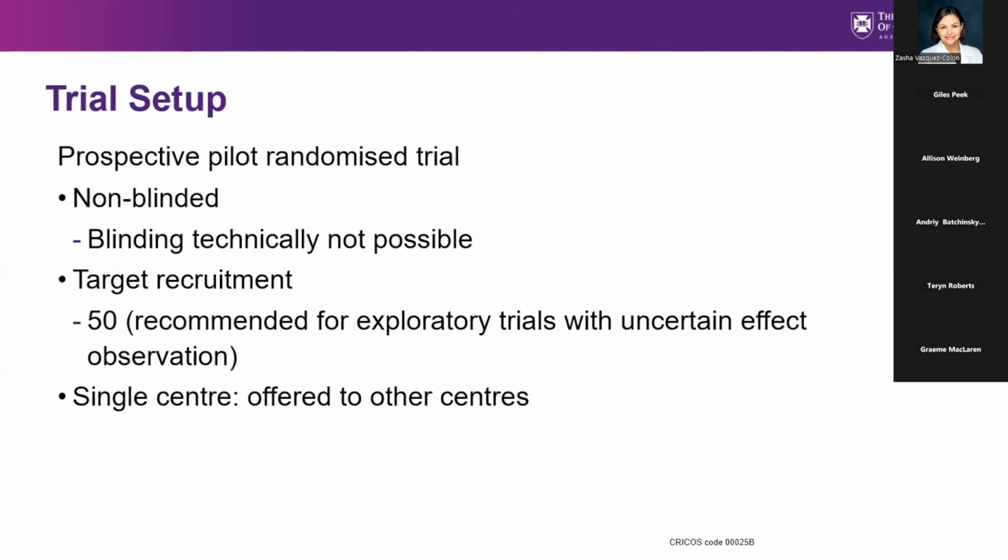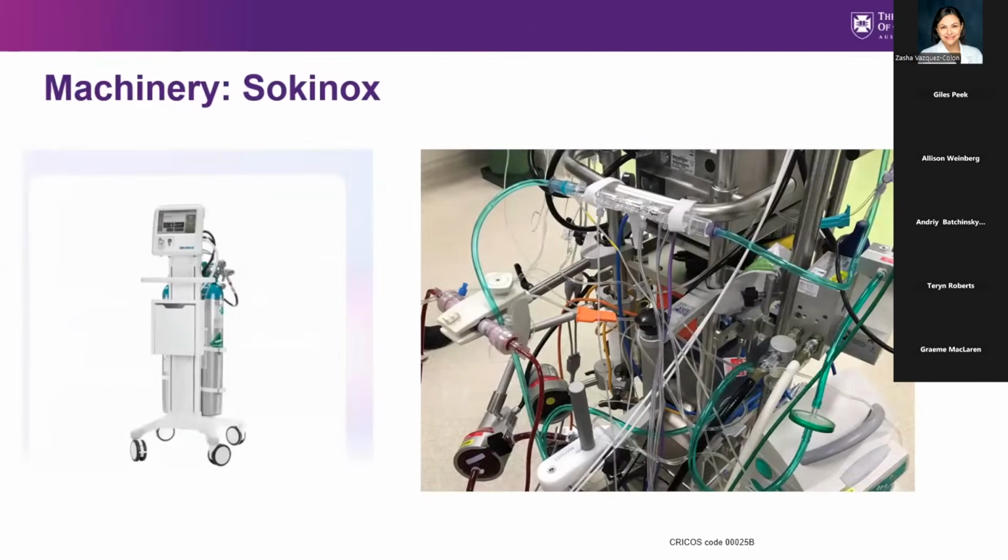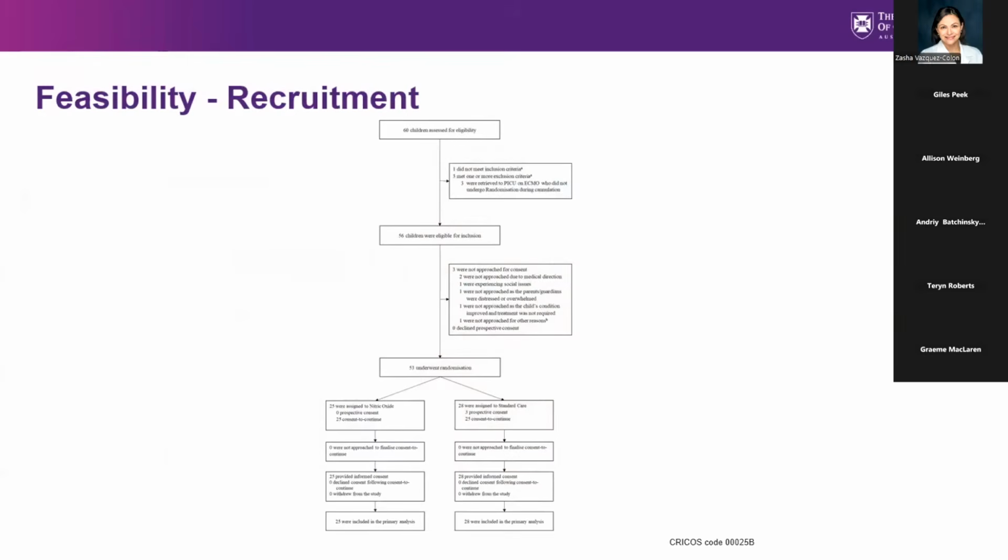It was a prospective pilot randomized trial. It was non-blinded. Blinding wasn't possible because the injector module we used has a ticking sound, so we couldn't blind it. We had a target recruitment of 50, which is recommended for exploratory trials, and it was single center. We offered it to other centers in Australia, and unfortunately, they didn't come on board. So that's what we used. We used the Sophenox machine, and you can see here the injector module. That's basically just cut into the gas line that goes into the oxygenator.